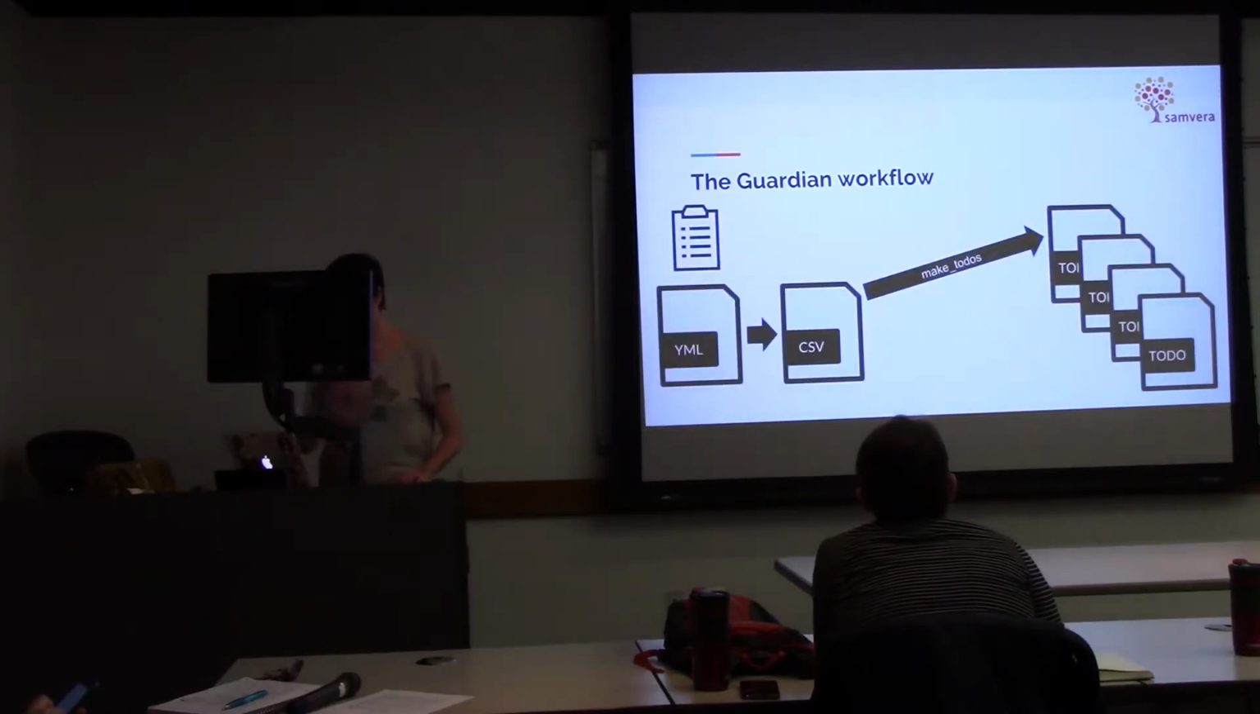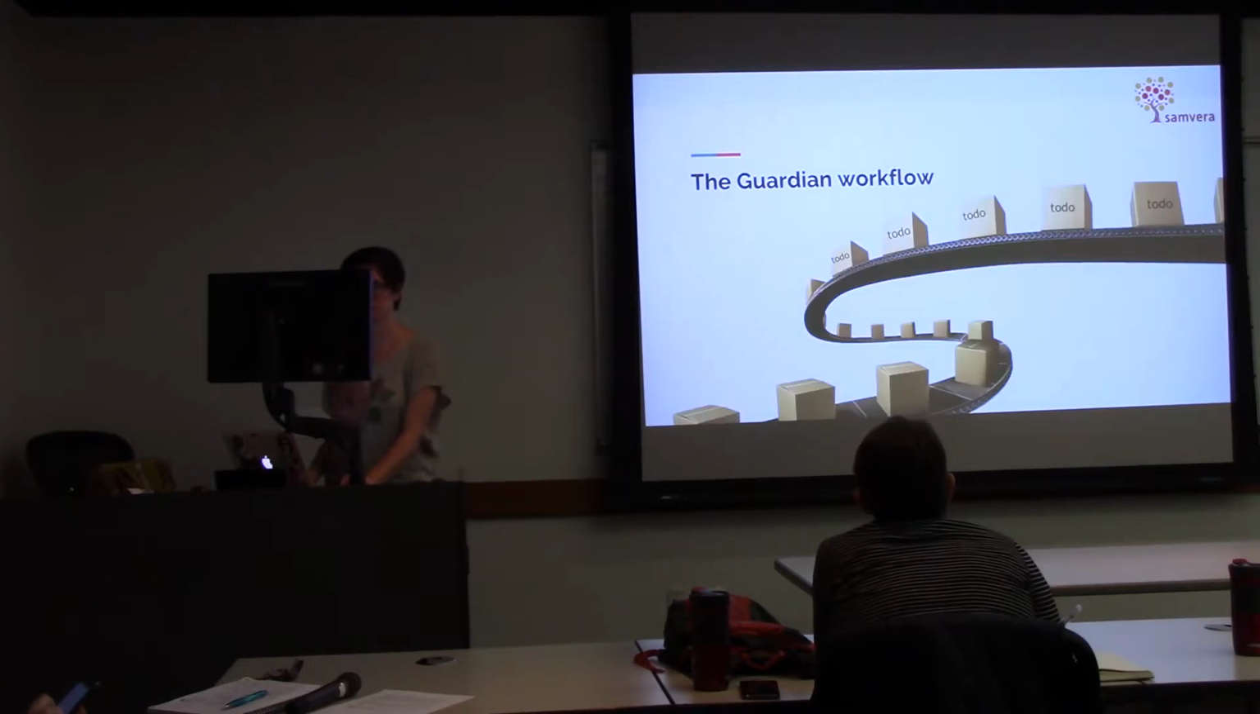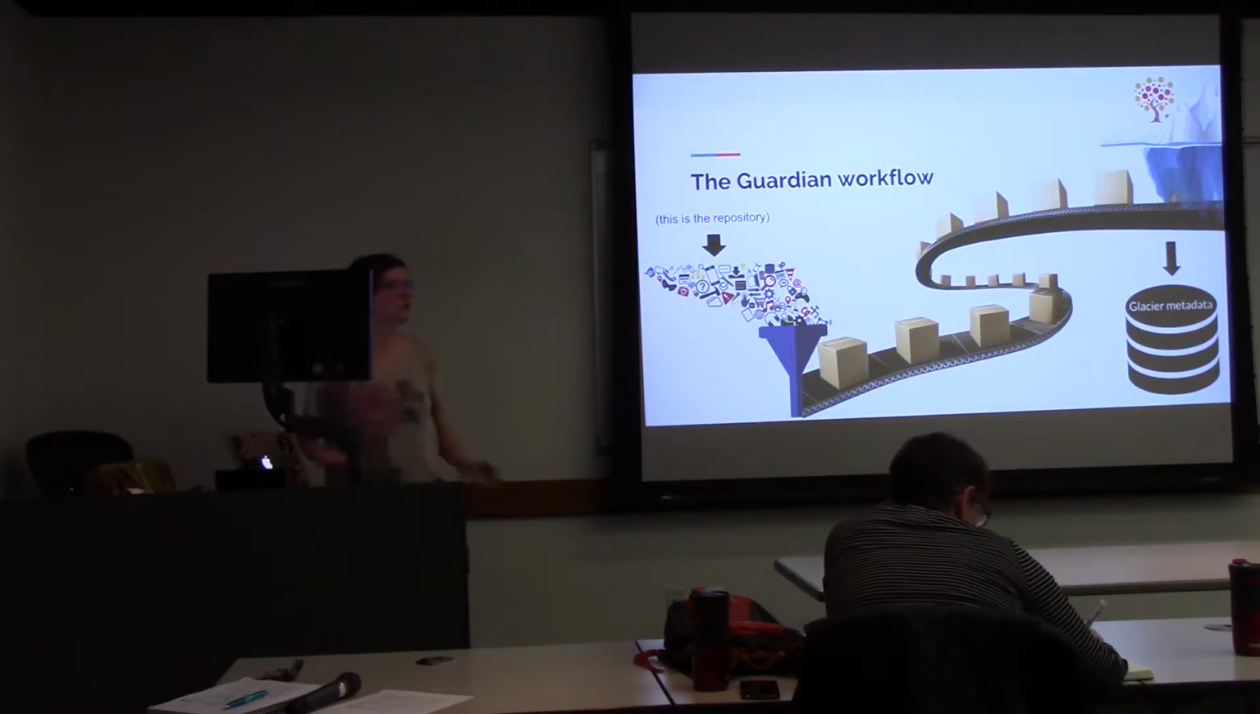And what you're seeing is essentially we have the ability to take an individual YAML manifest representing all of the information for transfer, convert that to a CSV, one row per archive, and then make a bunch of individual YAML to-do files, one per archive for transfer. And then it kicks off the transfer process with each of the individual to-do files queued up, basically going from the repository into Glacier and recording the metadata back down into our local database.